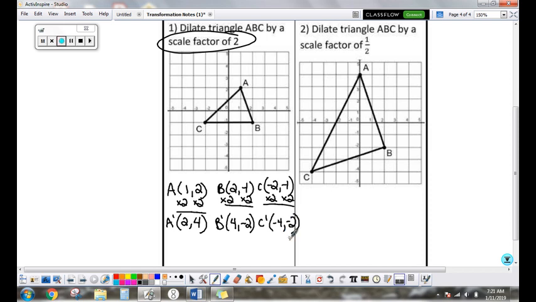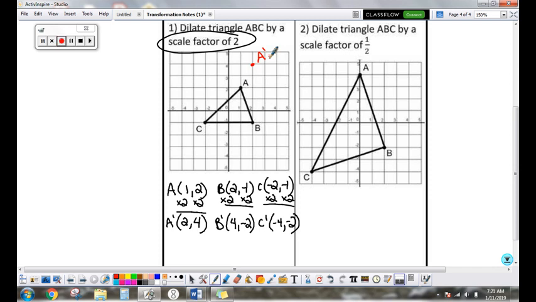So I'm going to go ahead and graph that. So I'm going to graph A prime at over 2 up 4. Please make sure you are labeling your points. You cannot forget to label them. Okay, don't just draw the triangle with just the dots. Make sure you're actually labeling the new points, A prime, B prime, C prime, whatever letter they are.